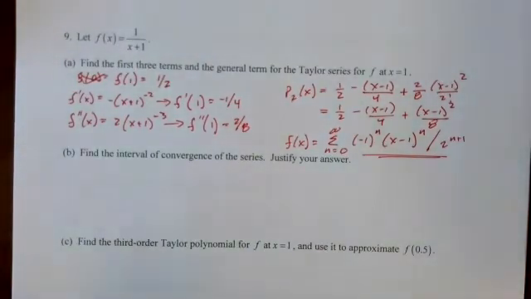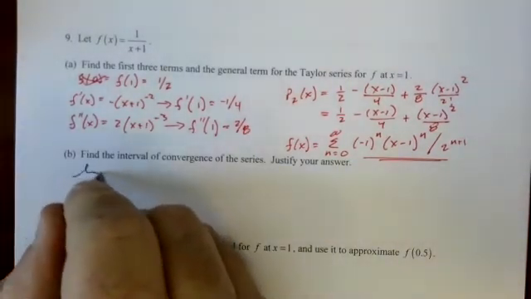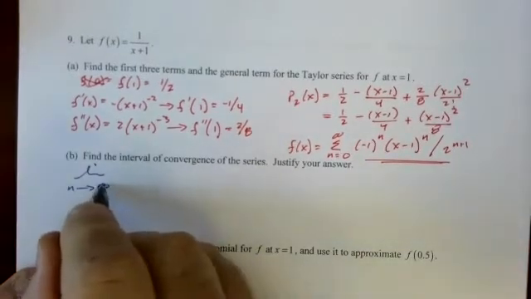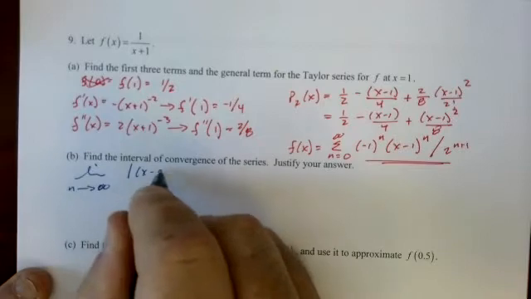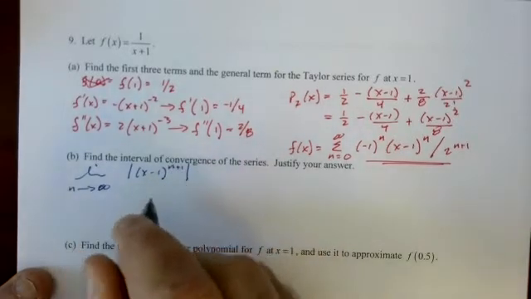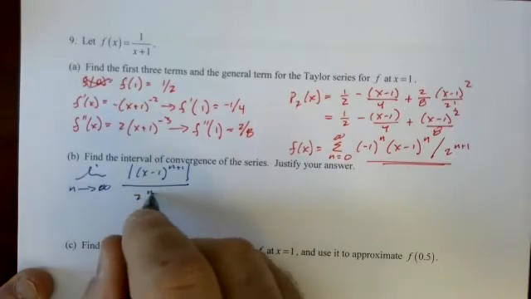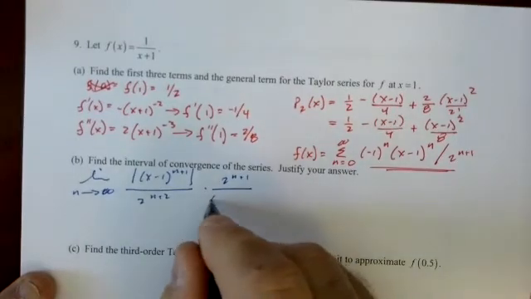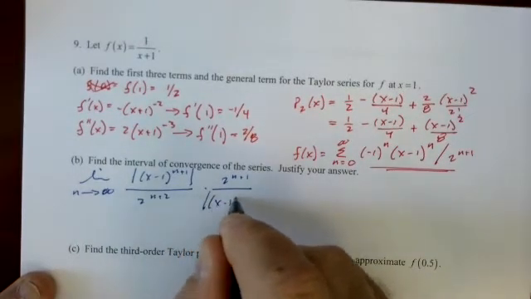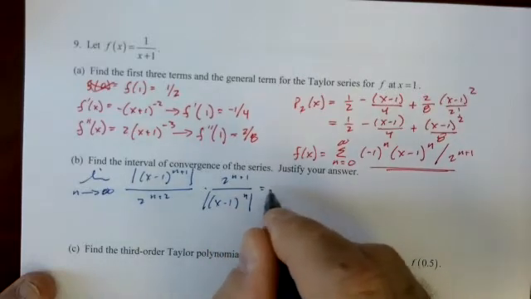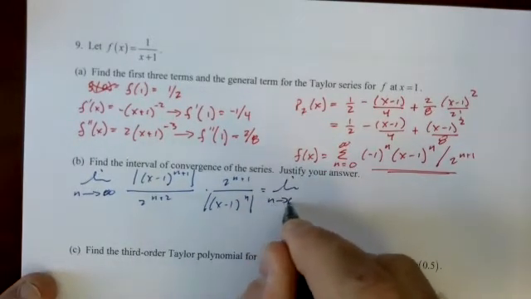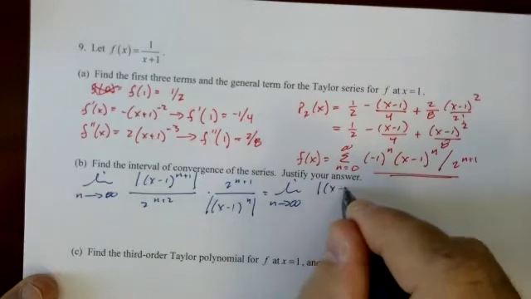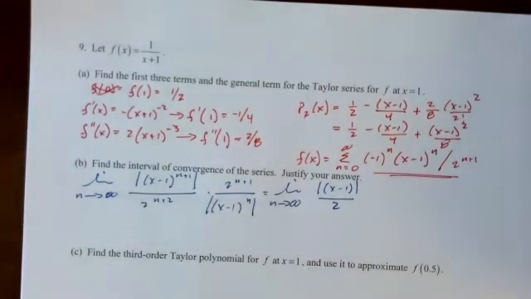Alrighty. Find the interval of convergence for the series. Limit as n goes to infinity, absolute value of (x minus 1) to the n plus 1 over 2 to the n plus 2, times 2 to the n plus 1 over (x minus 1) to the n. We'll have one extra 2 on the bottom and one extra x minus 1 on the top. So (x minus 1) over 2.